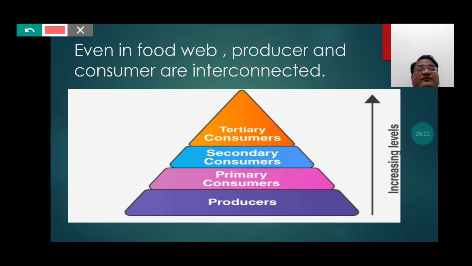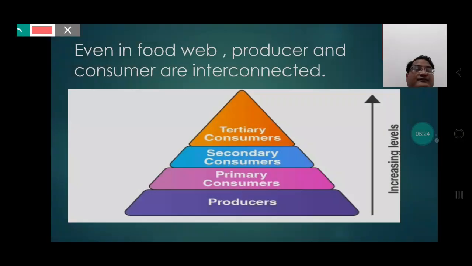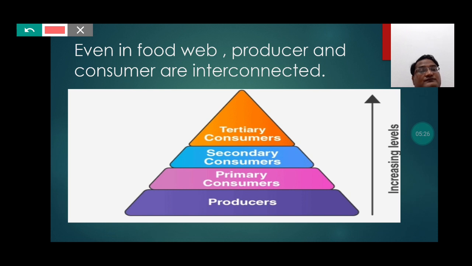And if you concentrate here, you can easily find that all three types of consumers go on declining as they move up to the tertiary consumer.